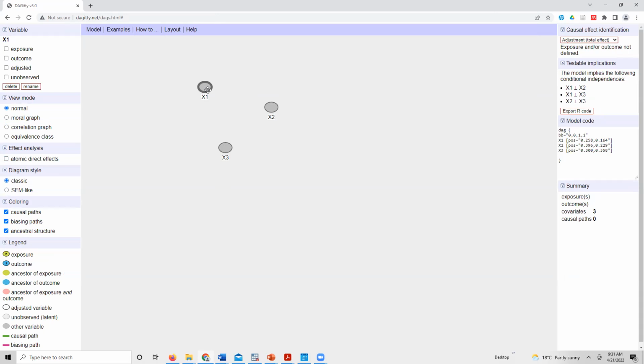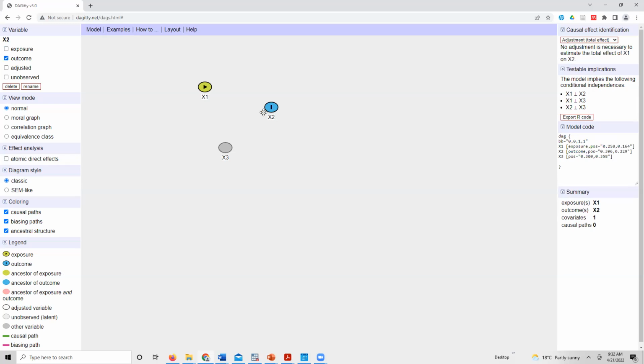So I click on x1. And then here, where you have variable on the right of the screen, you select that it's exposure, so it will be in green. And then x2 is the outcome, so I click on it and select outcome. It will be in blue. Then you are able to draw the arrow between each variable.